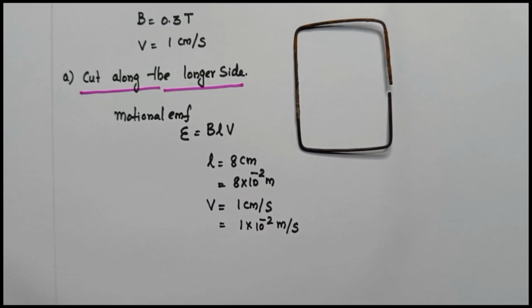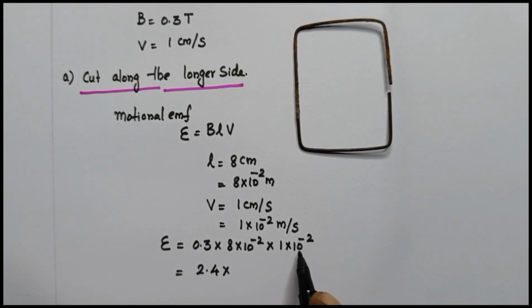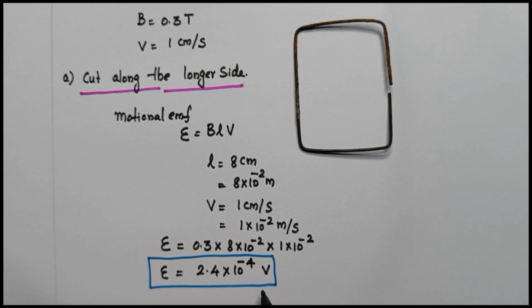Therefore, the motional EMF developed across the cut is equal to B, which is 0.3. The cut is along the longer side, therefore L is 8 into 10 to the power minus 2. Velocity is 1 into 10 to the power minus 2. 3 8s are 24. Here the decimal point is after one digit. Therefore, this is equal to 2.4 into 10 to the power minus 2 into 10 to the power minus 2, which is 10 to the power minus 4. So, the motional EMF is equal to 2.4 into 10 to the power minus 4. Unit of EMF is volt. So, this is the answer for the first question.